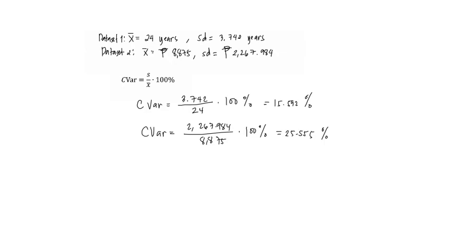25.555%. So as you can see, mas malaki yung ating coefficient of variation sa net take home pay kaysa sa ating coefficient of variation in years of teaching experience. So that's basically meaning na more scattered yung ating net take home pay, yung data niya with respect to the mean than the years of teaching experience of the teachers. Okay? So, ganun siya i-interpret.